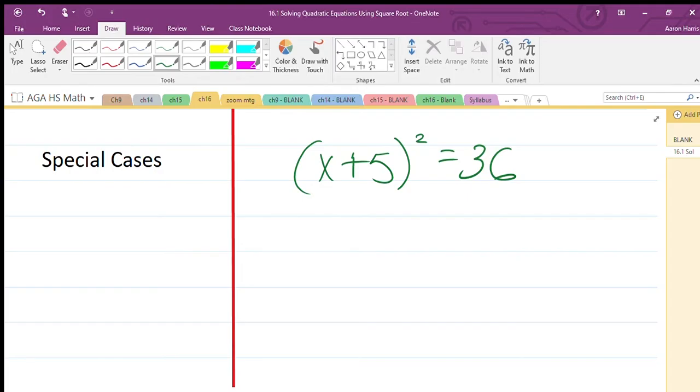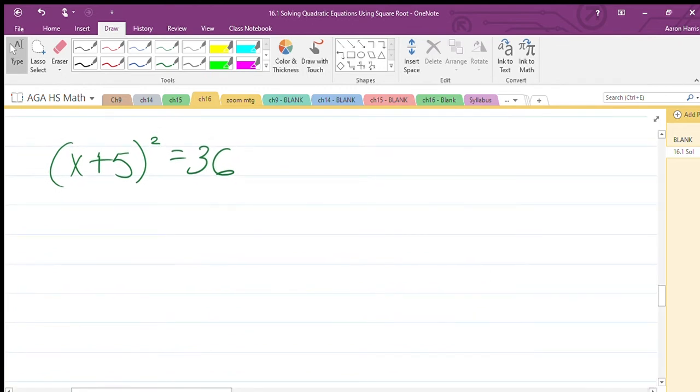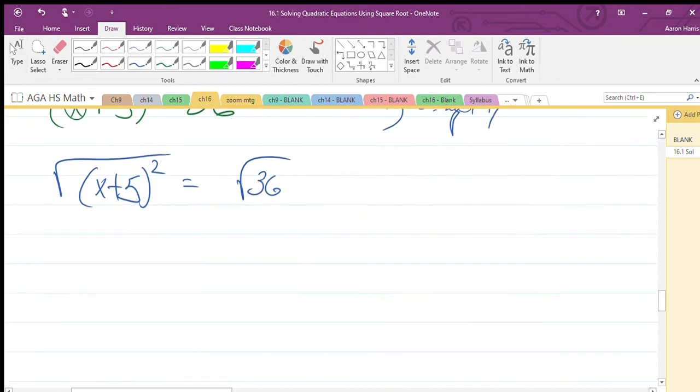Special cases. So now if I have, let's say for instance, x plus 5 squared equals 36. For solving for x, I want to do what first? Simplify / combine like terms. Can I simplify this? Yes. I notice that I have a perfect square here and I have a perfect square here. So what can I do? Immediately, I can take the square root of x plus 5 squared is equal to the square root of 36. Because what I do to one side, I must do to the other side.